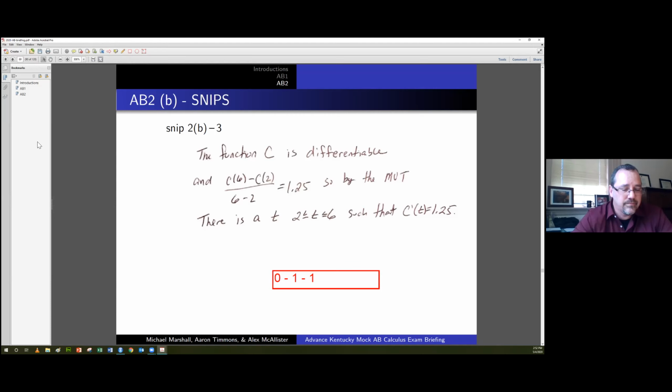I want to point out that many times this question is only worth 2 points. It's the correct ratio and then the conclusion with the mean value theorem. And when they don't have the differentiability and continuity, they lose that second point. Since we're having to have a little bit more points, we are giving a little leeway and letting them earn the last point. But normally they wouldn't. It would only be worth 2 points. And if they don't say differentiable and continuous, they're not going to get that last point. So this one, for us today, is a 0-1-1.